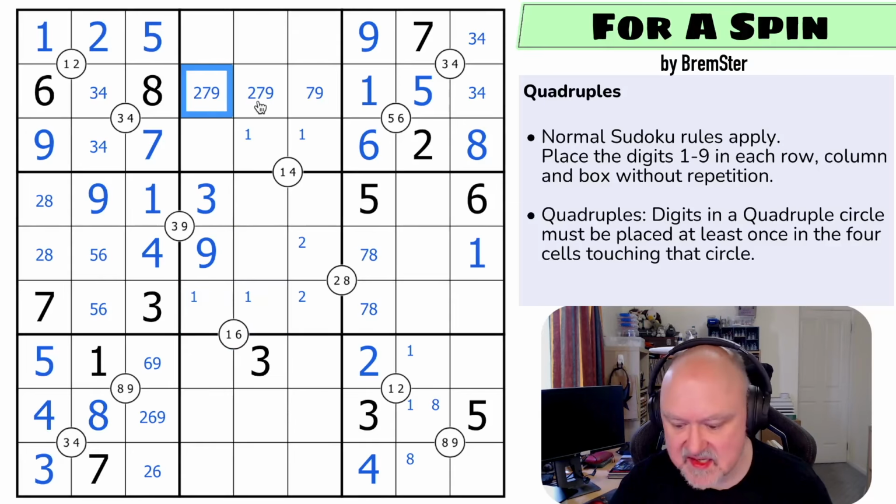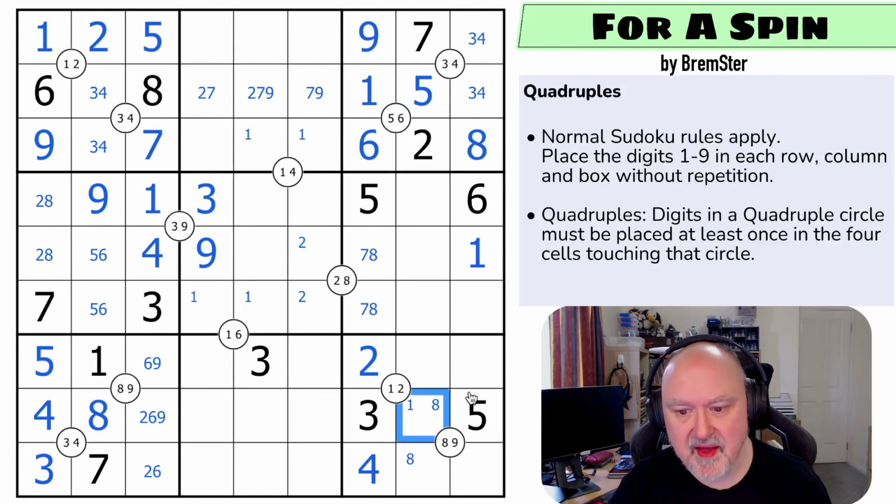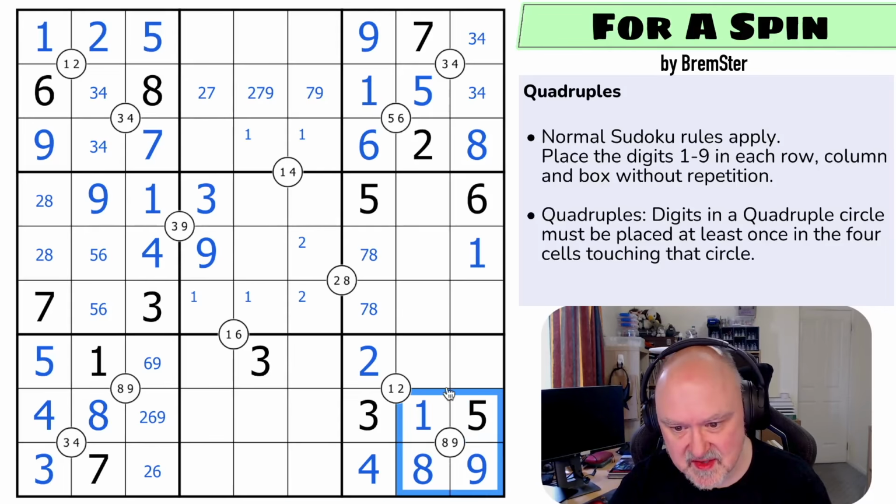This 9 is saying there's no 9 there. This 1 is looking across saying there's no 1 there. That's the 1, which means this has to be the 8 and this has to be the 9 because I still need to put the 9 in.